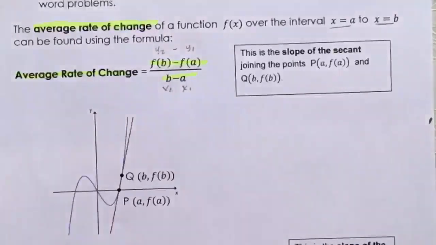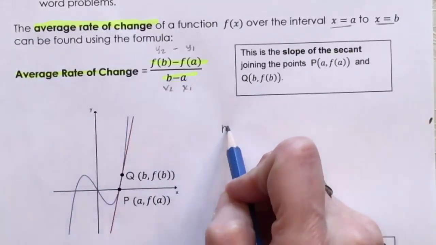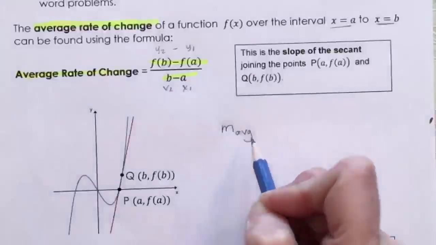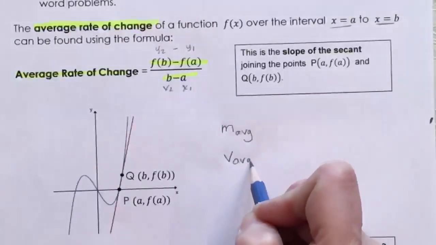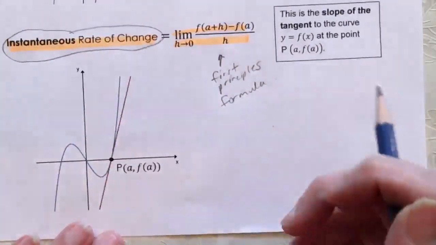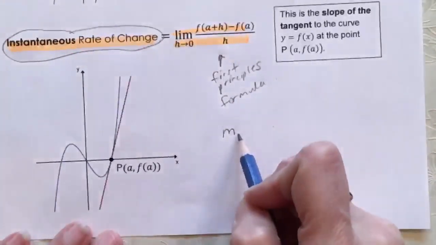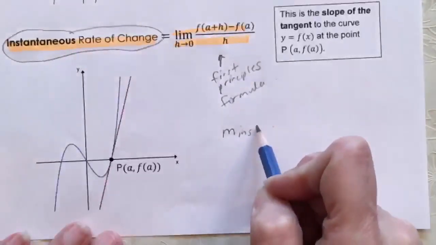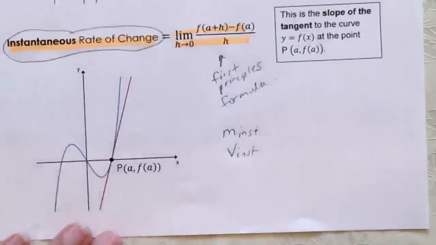Just some notation. Rather than writing out average rate of change every time, you can write M for average rate, so M can stand for rate, or sometimes people write V average. Both are acceptable. And then for instantaneous rate of change, M's standing for kind of like our slope, but for our rate. So M instantaneous, or V instantaneous is also okay. V kind of stands for speed, which is also a rate of change. So both of those notations could be used.